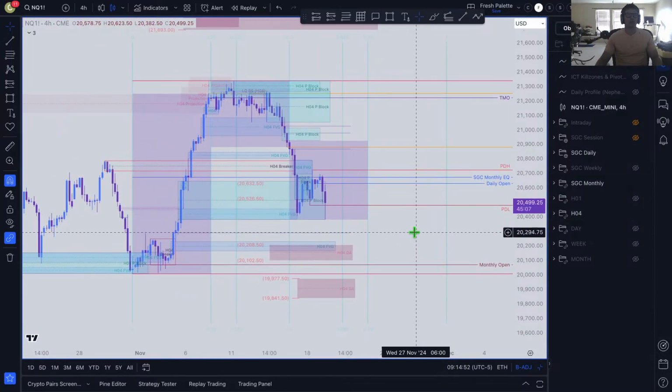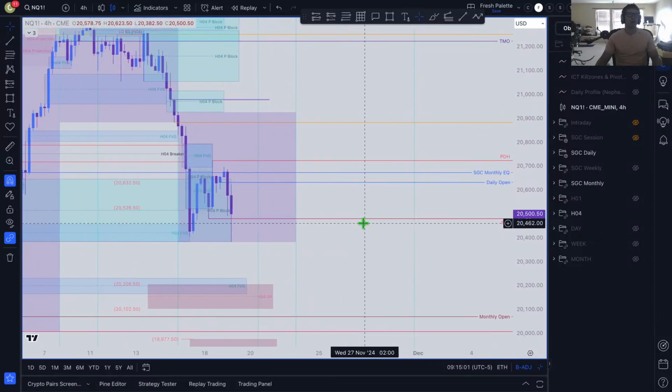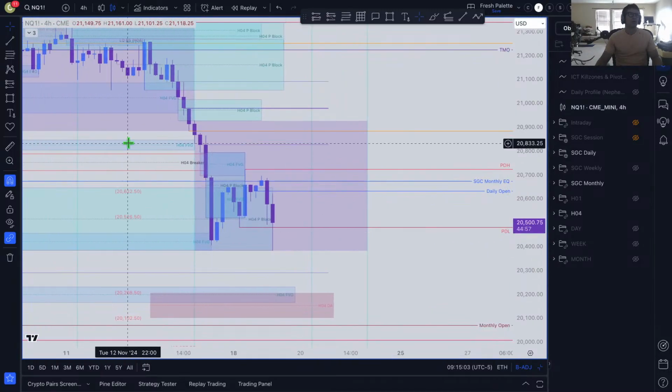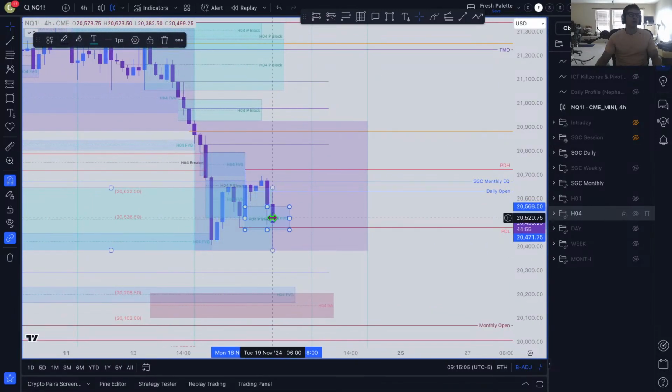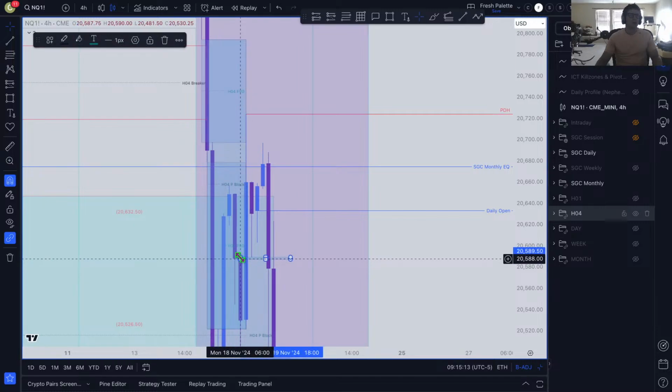But current structure on the 4-hour is arguably bearish, except for, do we get a fair value gap here? Let's see. Looks like maybe a teeny one. No. There was no fair value gap there.